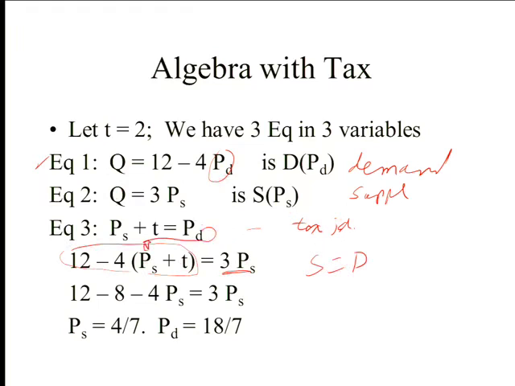Now I got it down to one equation in PS and T. I know what T is. T is 2 in the example. So I could put in the 2, and then I can carry out the algebra. And if I carry out the algebra, I'll get PS is 4/7. PD is 18/7. Can you tell immediately that those are plausible? Yeah, because PS plus 2 equals PD, and 2 is the tax. Right? So it's not obviously wrong.